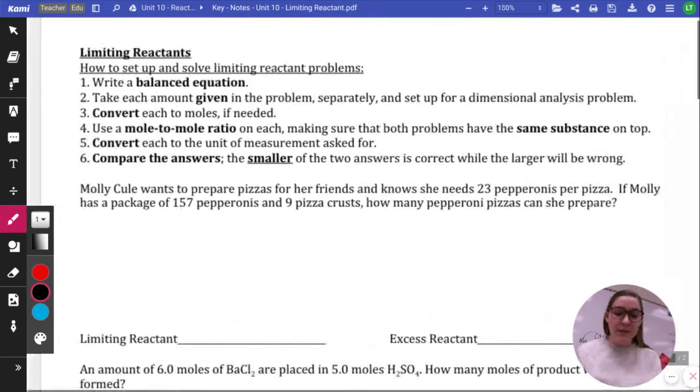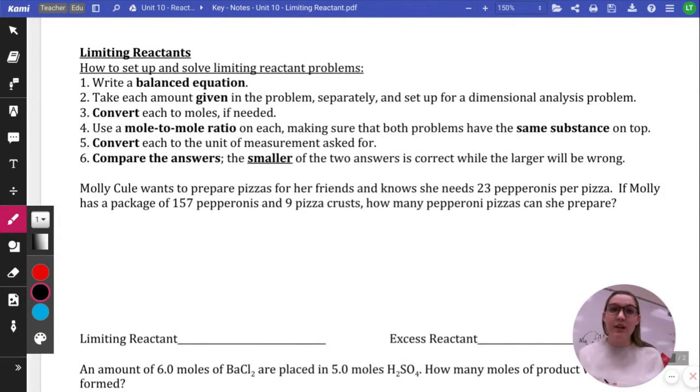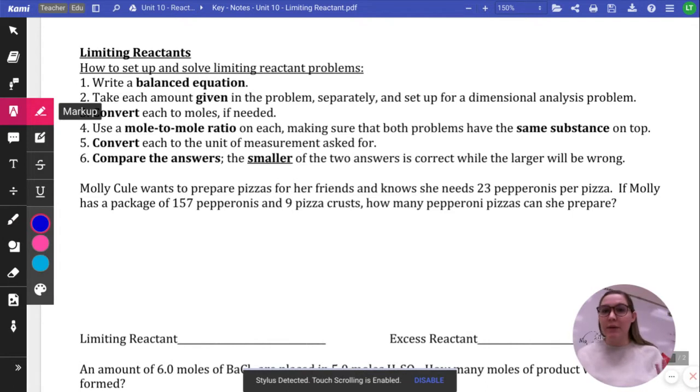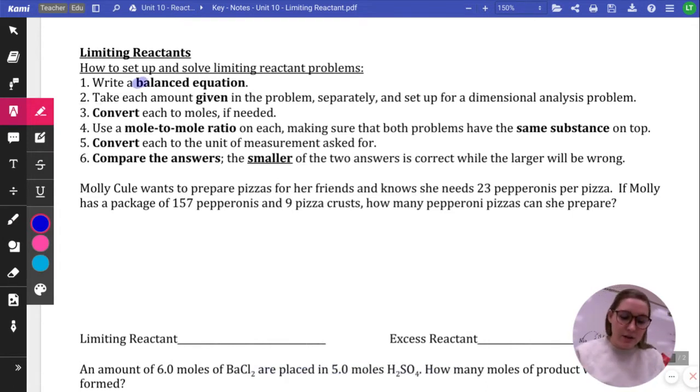Okay, so like I said, we're not really doing anything new here. We're solving these problems the same way. The only thing is we're doing more of the same type of problems, essentially. So how do we set up limiting reactant problems? Very similarly to how we do normal stoichiometry. So as always, we start with a balanced equation.